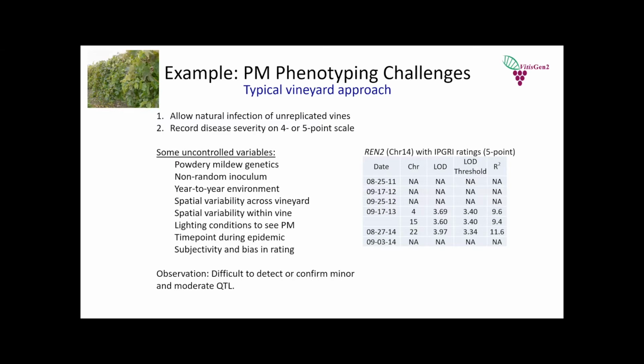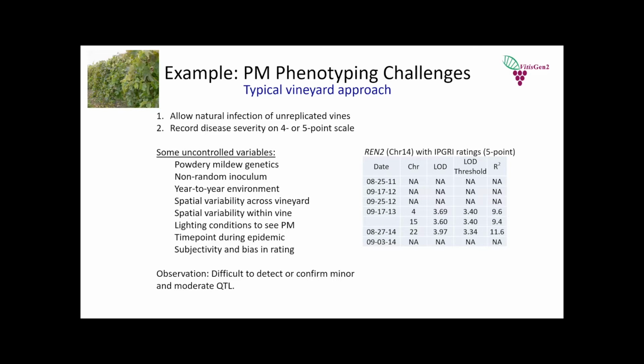So within the VitusGen concept, we are maintaining all individuals within a segregating family and analyzing them all for their relative susceptibility or resistance. Typically, these are done on unreplicated vines because it's very expensive to have 2 or 3 or 4 replicates of an entire breeding family. And we allow natural infection to come in and then record disease severity on a 4 or 5 point scale, typically. There are many uncontrolled variables when you have such an approach. You're not controlling for the genetics of the pathogen, non-random inoculum distribution in the vineyard, et cetera. And there's a list there of different uncontrolled variables that we have.